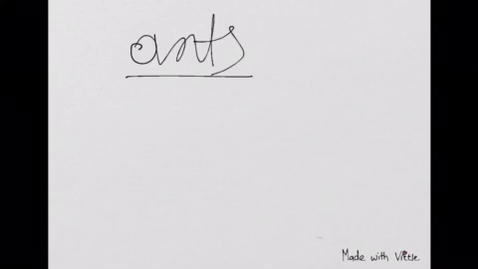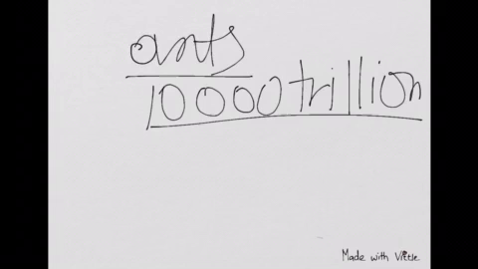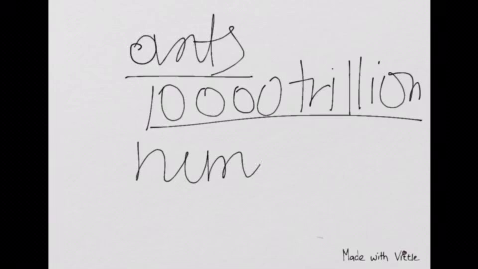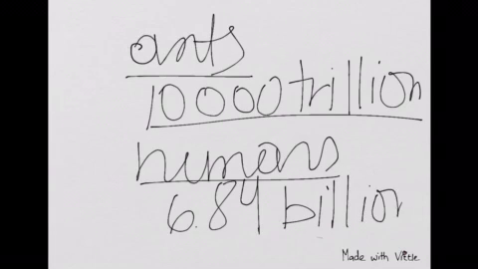Got the mass numbers? Now for the population numbers. Kindly, the test has already given us those numbers. First, the ants. Always with them ants. The ants are at the amount of 10,000 trillion. That is a whole lot of ants. For humans, we are only 6.84 billion to be exact. So, we got the ants population and the humans population.